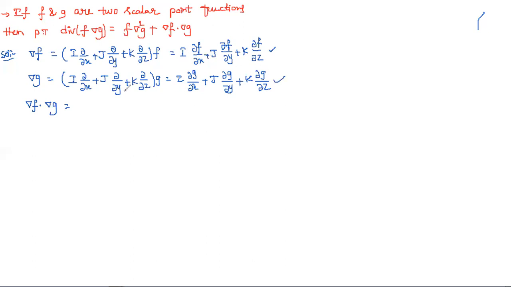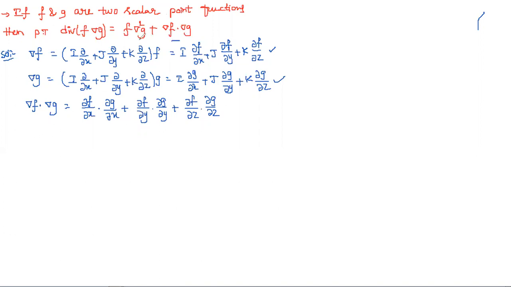The dot product is nothing but we need to apply i·i = 1, j·j = 1 and k·k = 1. It means, what is the i coefficient in del f? ∂f/∂x, right? Multiplied by the i coefficient in del g, which is ∂z/∂x, plus the j coefficient, ∂f/∂y times ∂z/∂y, plus the k coefficient, ∂f/∂z times ∂z/∂z. This is simply what we applied, del f dot del g. Okay, so this one we got.